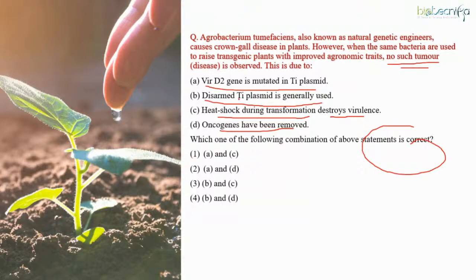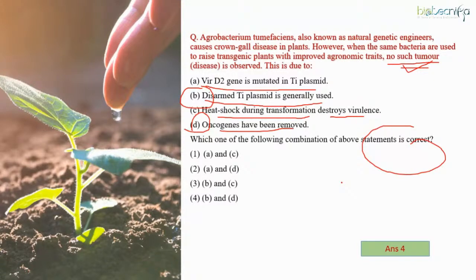You have to identify that we know Agrobacterium is responsible for causing crown gall disease in general. But if we are utilizing it in in vitro conditions, that is for generating transgenic plants, then how is this tumor formation avoided? See, the correct answer over here is B and D. B is disarmed Ti plasmid, which is generally used, and D is oncogenes that have been removed.